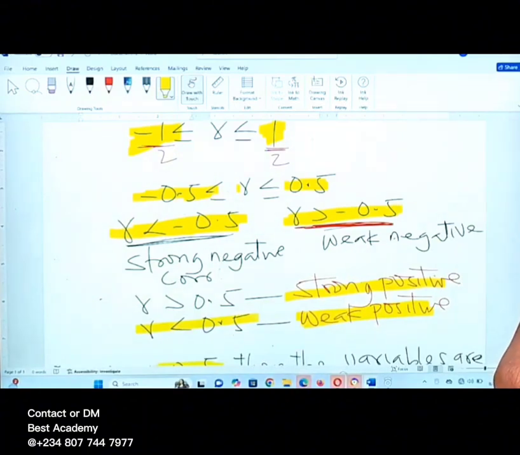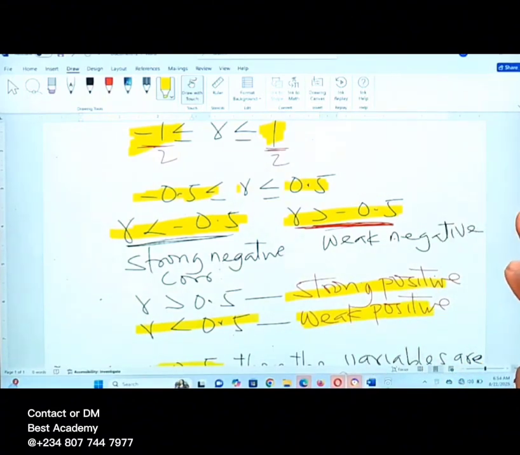The next thing is to know how to calculate the correlation coefficient. Please take note. In calculating the correlation coefficient, we have two major methods. The first one is the Pearson product moment correlation coefficient. The second one is Spearman's ranking correlation.